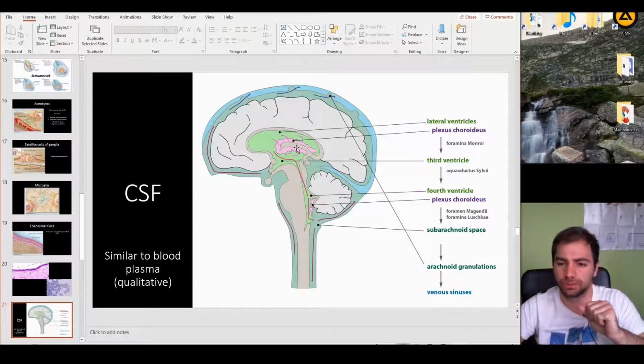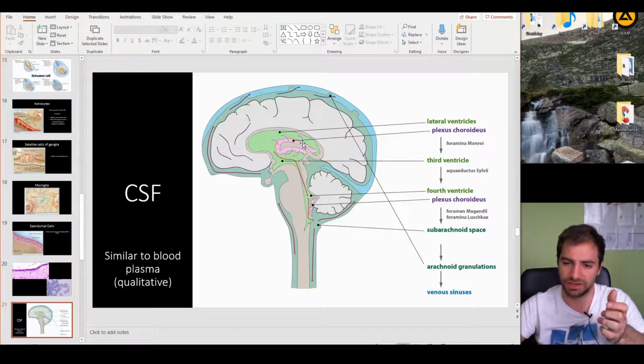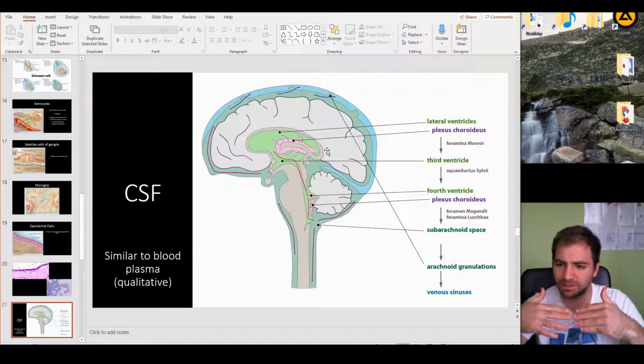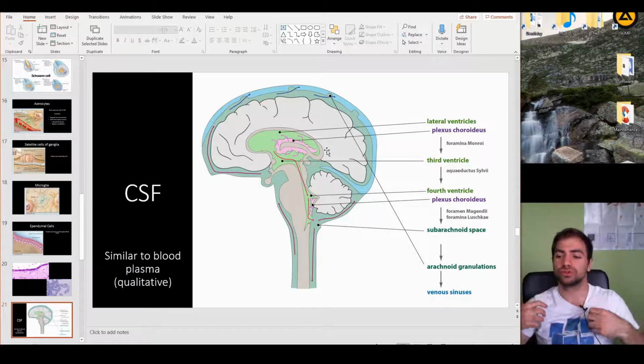So this is the choroid plexus right here, and this is the location where we have the ependymal cells, and again these cells produce CSF and move it inside the whole ventricular system. We have the lateral ventricles, third ventricle, fourth ventricle, subarachnoid space, and arachnoid granulations. This is the whole procedure of how we produce CSF and how we also drain it.